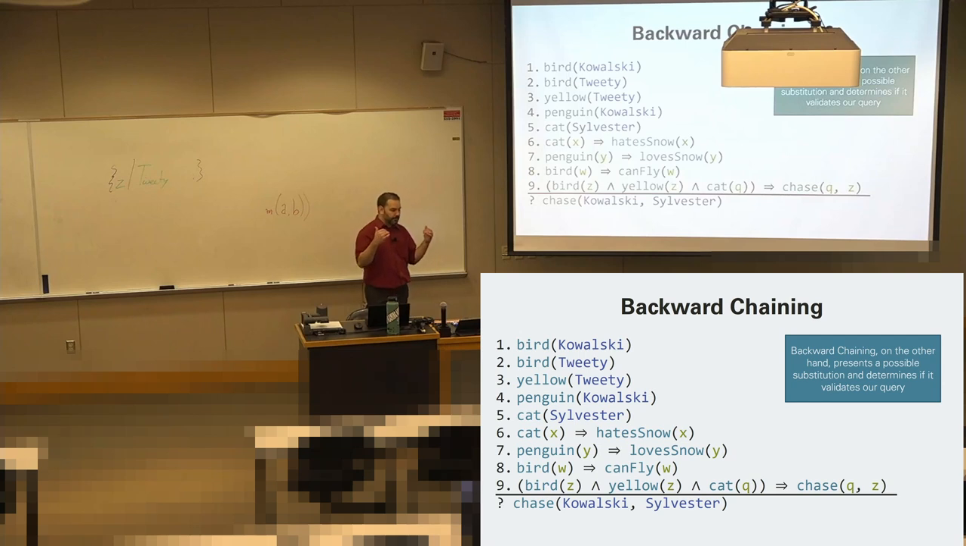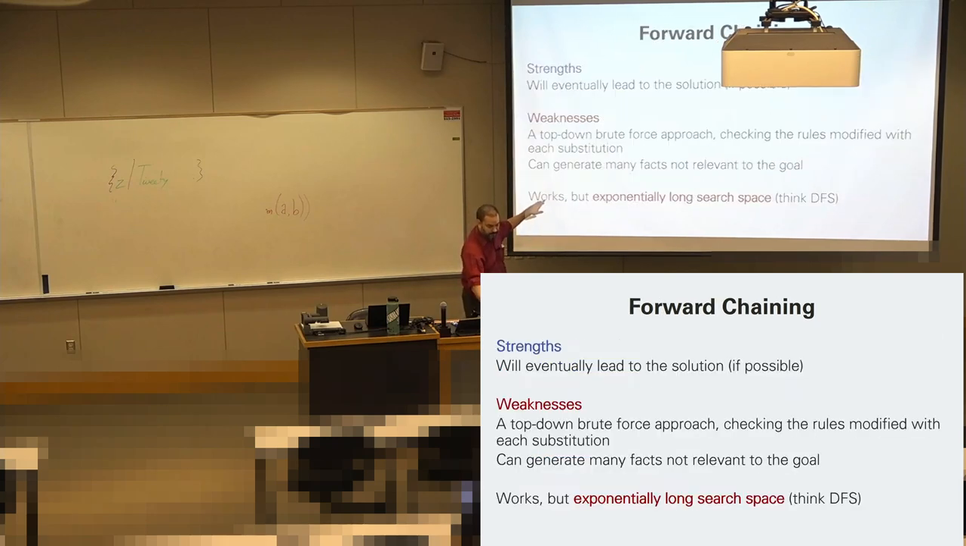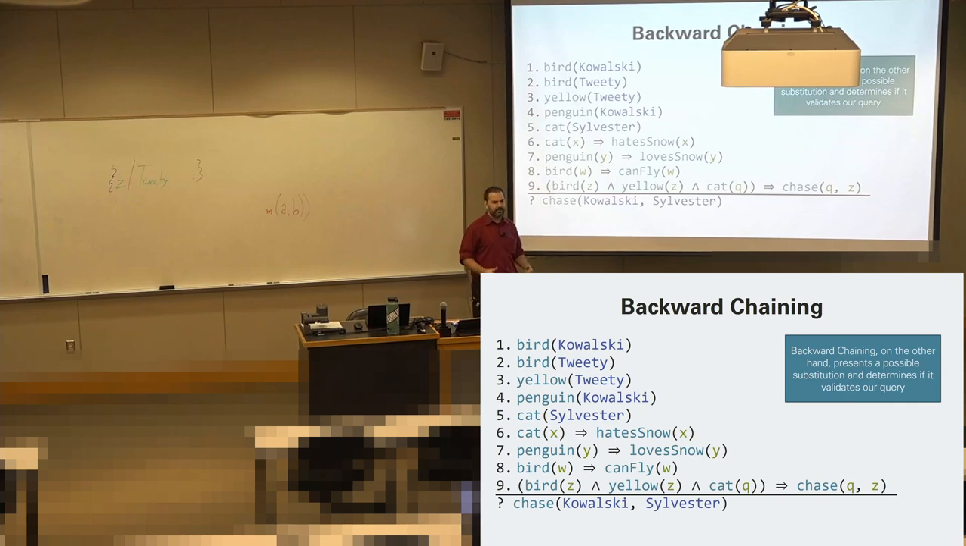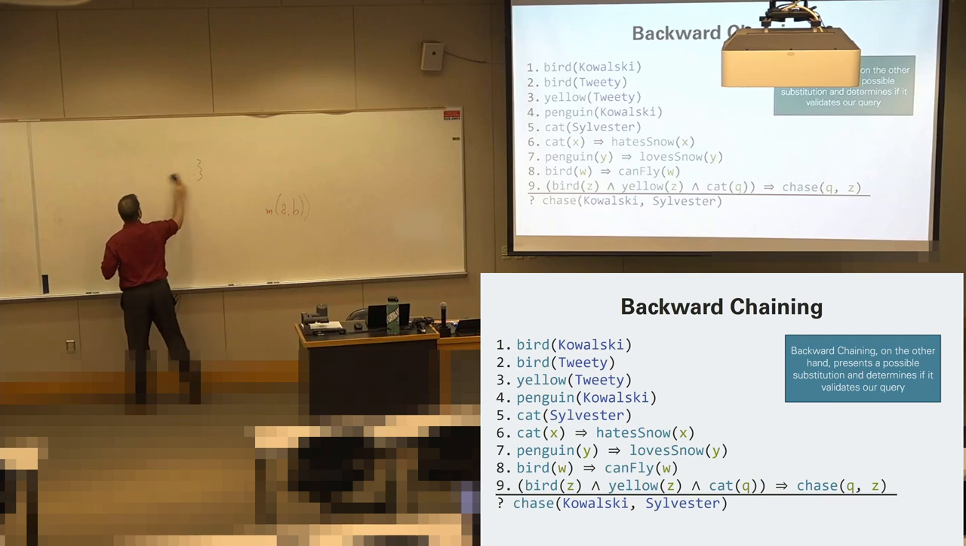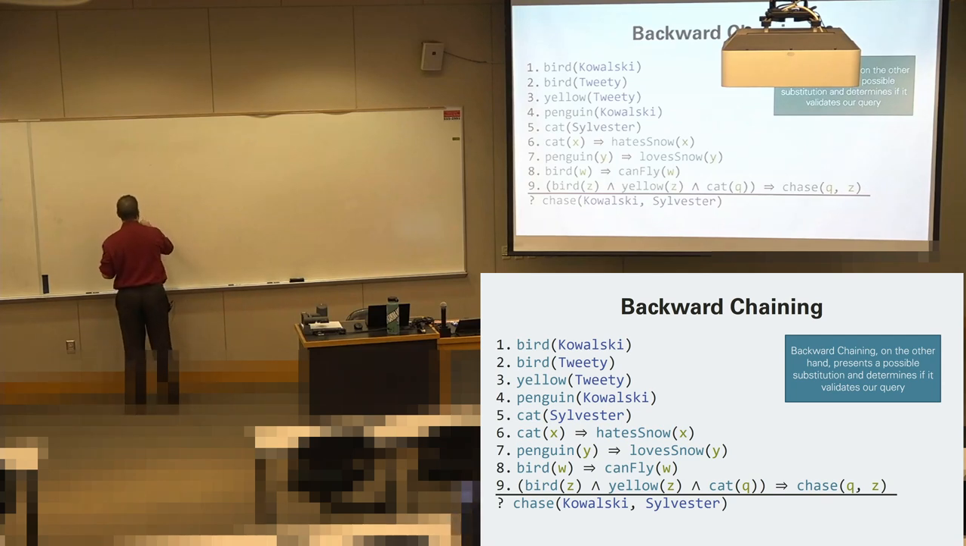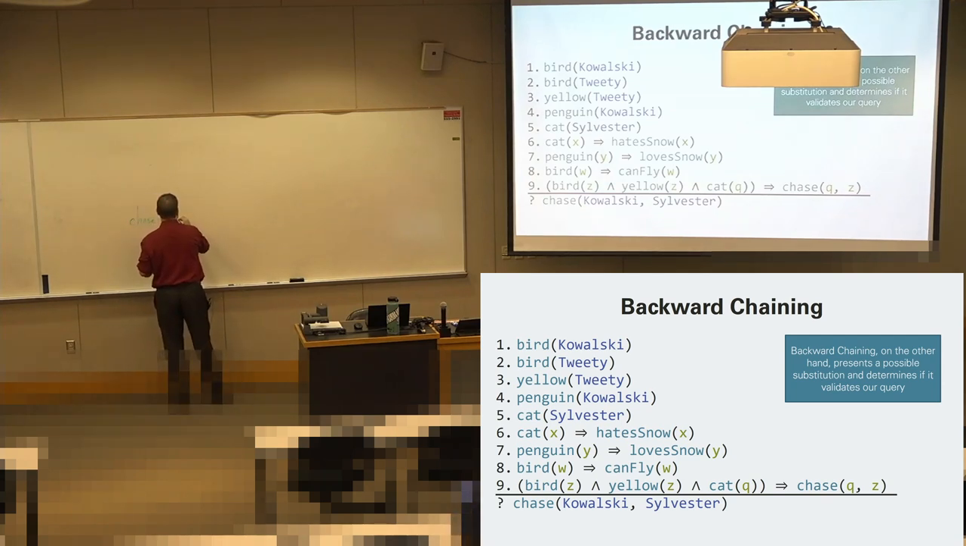What's the difference? With backward chaining, I start by looking at my query and asking what rules this query needs to be true. Let's just go ahead and assume it's a true statement. We're making an assumption here. Rather than arbitrarily looking at all permutations to see if our statement was true, let's assume it's true. If it is true, what rules also have to be true? And so when you're doing backward chaining, if I looked at chase Kowalski.